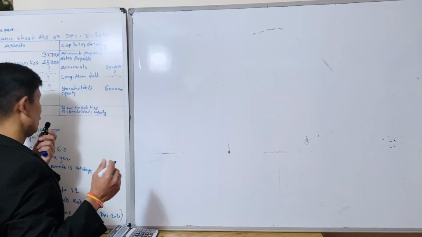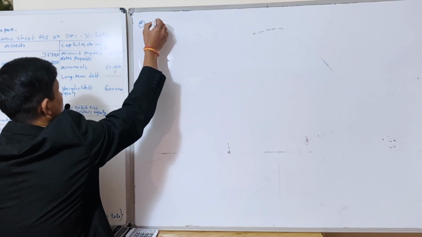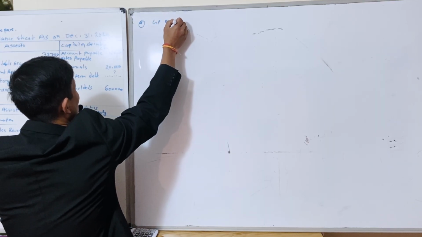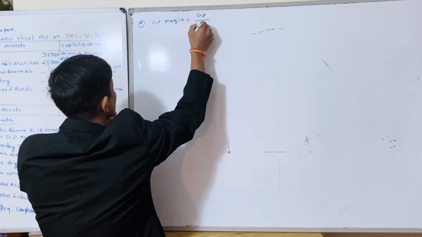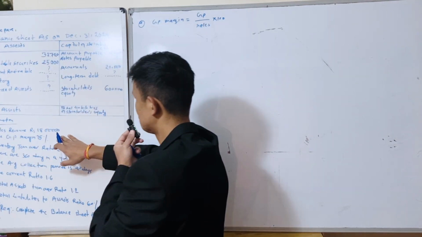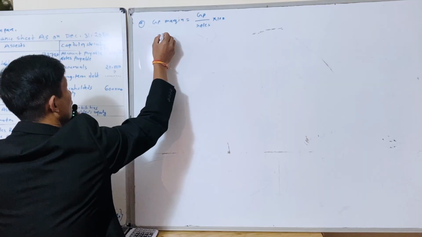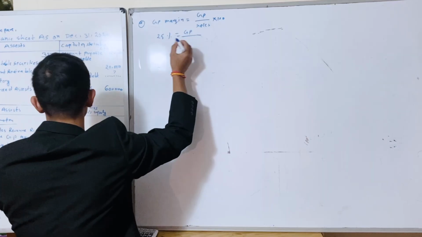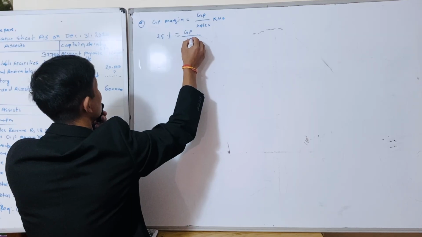So first of all, let's calculate the gross profit ratio. Let's start from the gross profit margin. GP margin is equal to gross profit divided by sales multiplied by 100. And in the information we are given, the GP margin is 25%. So with 25% GP margin, we don't know gross profit. And sales we are given as 18 lakh. 18 lakh is the sales revenue.